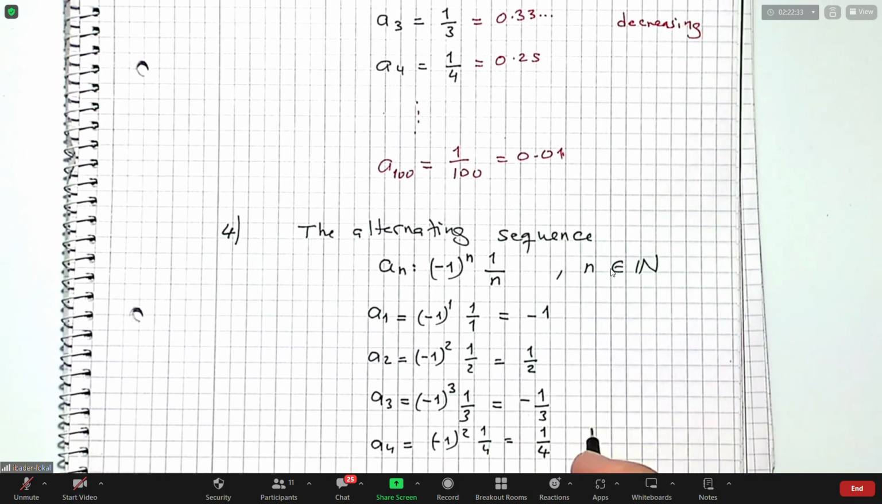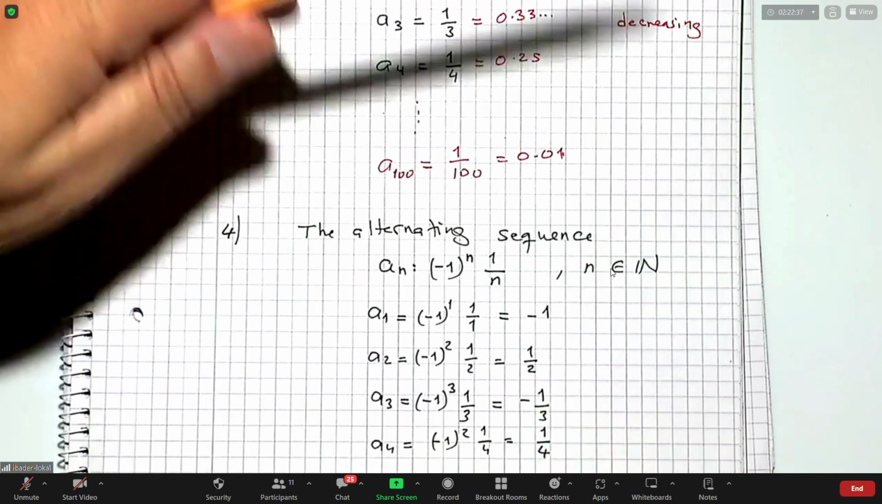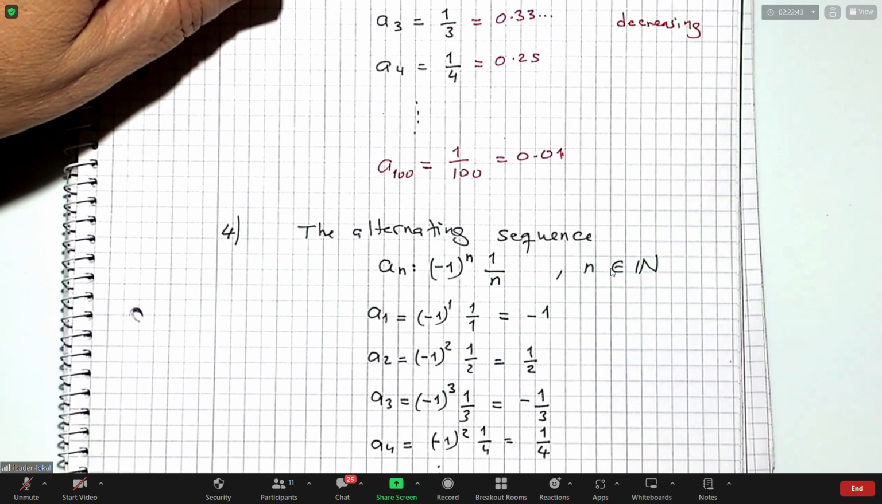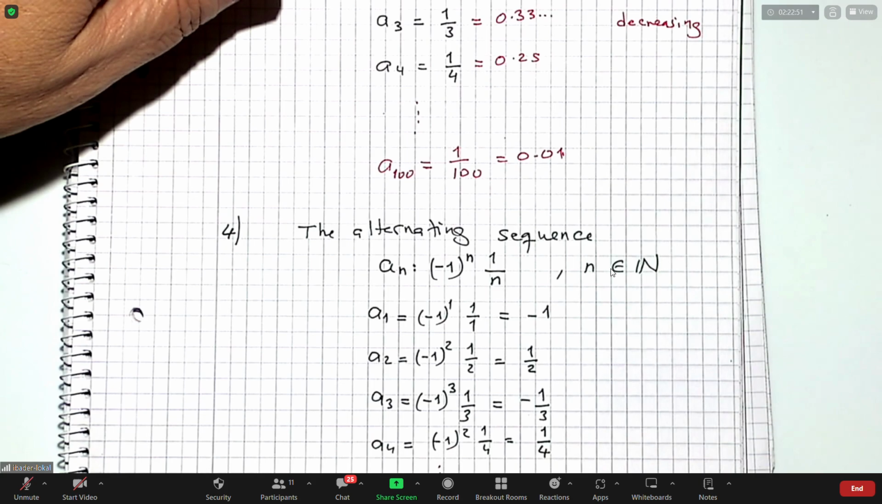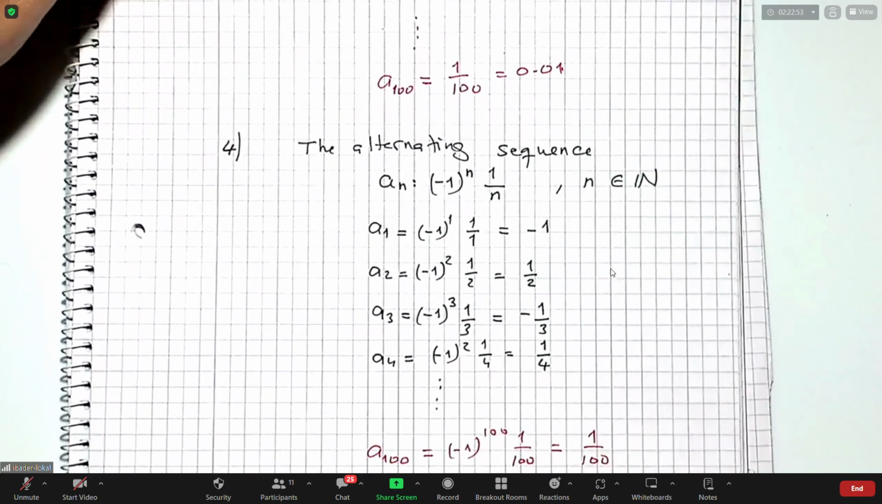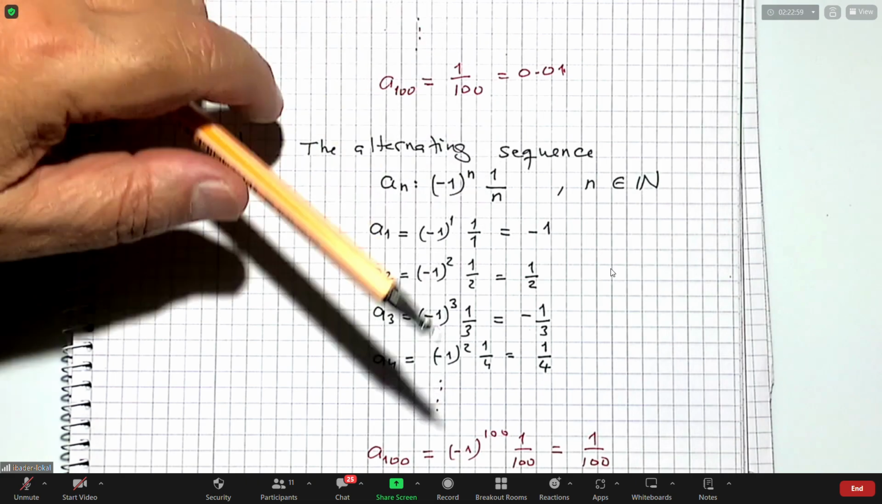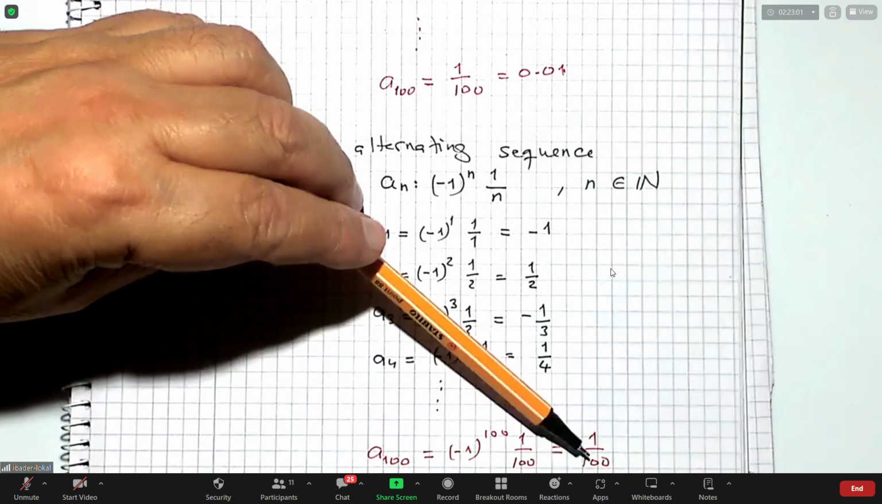Now, here, interesting, A100, so 100 is positive because it's even, and this is going to give me 1/100.